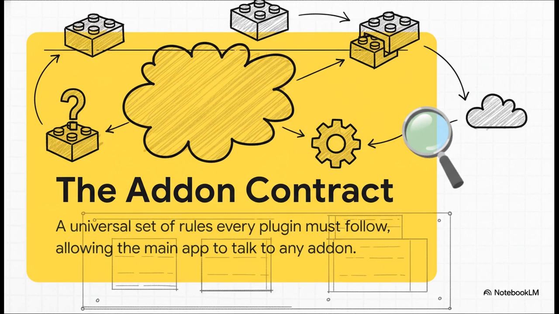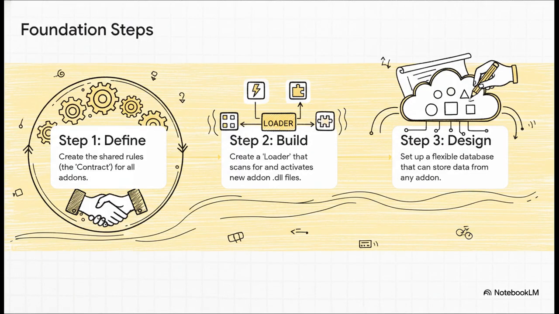So how do you make sure all those different bricks actually fit together? That is where the add-on contract comes in. Think of it as a universal set of rules. It's like the little bumps on top of a Lego brick. It makes sure that every single plugin, even ones that haven't been invented yet, can perfectly connect and communicate with the main app. Building this foundation really comes down to 3 key steps.